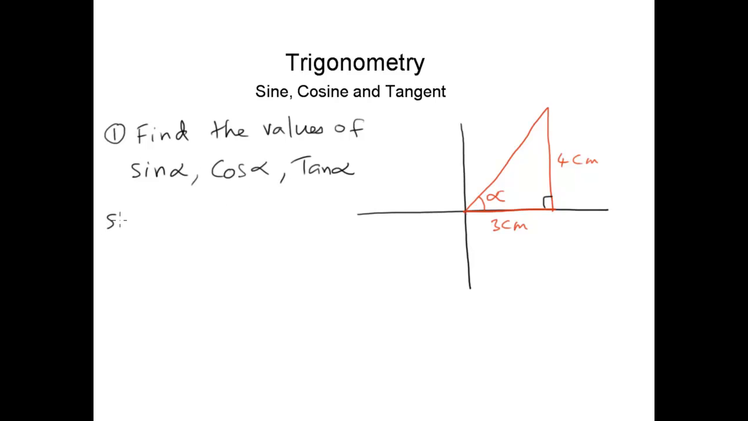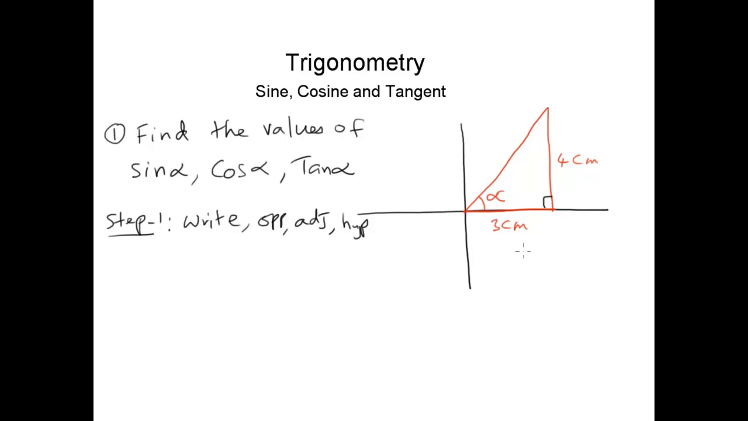So the step 1, always write down your sides: opposite, adjacent, and hypotenuse.